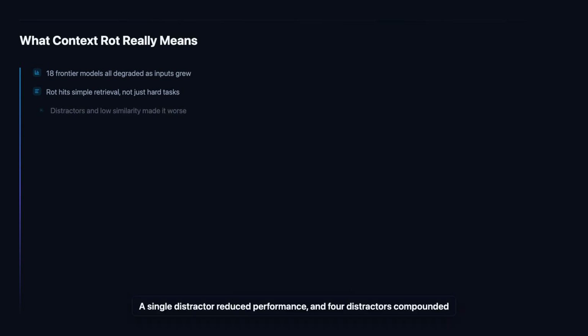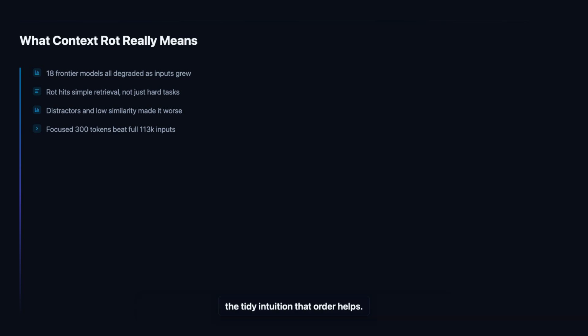A single distractor reduced performance, and 4 distractors compounded the drop. Lower similarity between the needle and the question, ranging from 0.445 to 0.829, correlated with a steeper accuracy decline across the board. In their long MEM eval runs, models given roughly 300 focus tokens outperformed the same models fed about 113,000 tokens. Structured haystacks also hurt more than shuffled ones, contradicting the tidy intuition that order helps.